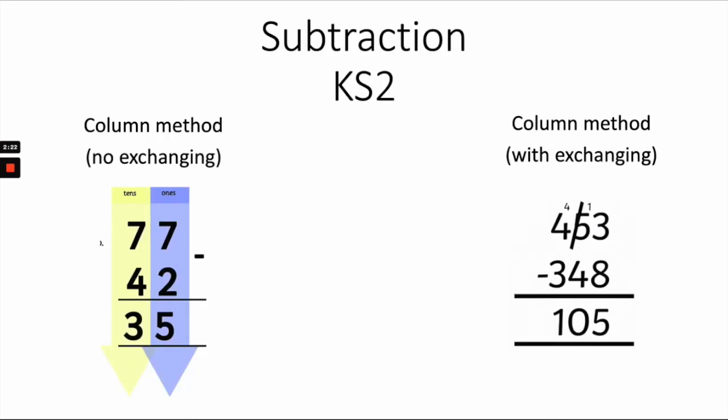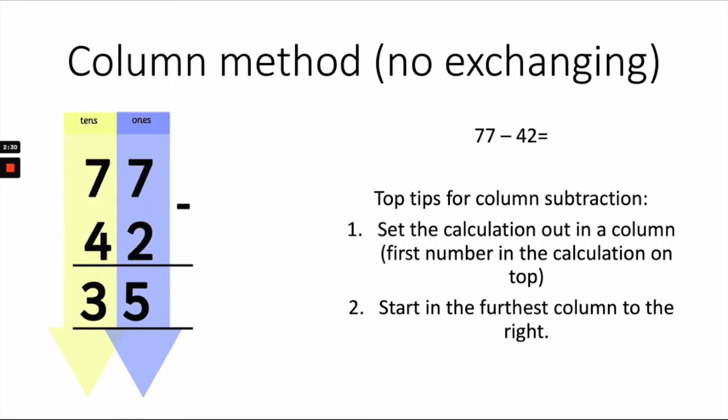So when we consider subtraction in Key Stage 2, we've got the column method with no exchanging and then the column method with exchanging. So let's unpick those. So when we have no exchanging, the children need to align the calculation in columns. So we've got 77 subtract 42. As 77 is the first number in the calculation, we'd put that number on top, and as 42 is the second, we'd put that below.